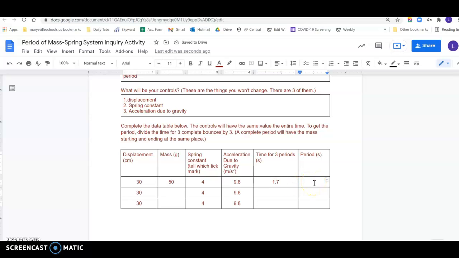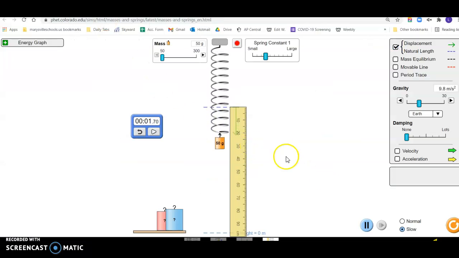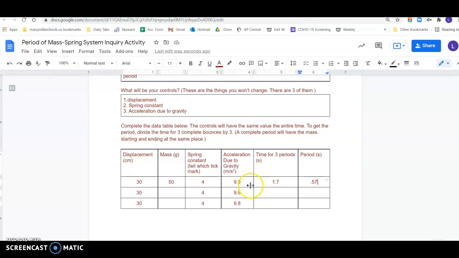So to get the period, you need to take that time and divide it by 3. So that would be 0.57. Please don't go to any more than 2 decimal places at the absolute most. You could even round that to 0.6. Notice if you put this in normal, you can see how fast it's bouncing. That's why I highly recommend the slow mode for this.